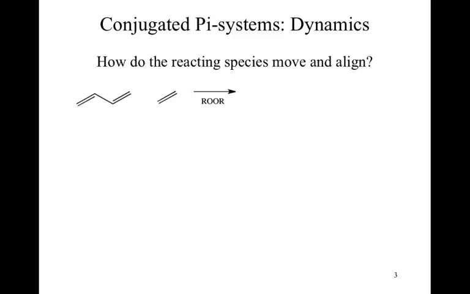If we go back to our conjugated pi systems and take this a step further, notice here we're looking at a radical situation again, but now we're bringing in this question of dynamics. What we want to do is think about what can happen with this reaction. How do our species move, and how do they potentially align with each other? So go ahead and take a second here on your own, come up with some possible products that could come out of this. And I'll come back in a couple seconds after you pause the video now.